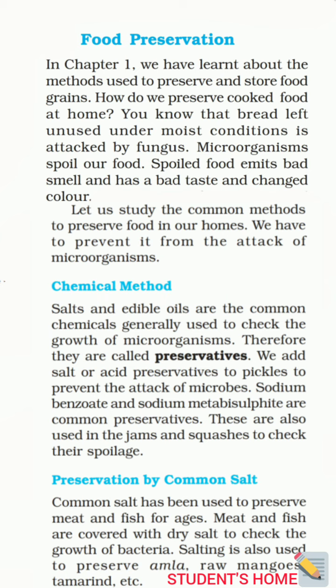Preservation by common salt is the second method. Common salt has been used to preserve meat and fish for ages. Meat and fish are covered with dry salt to check the growth of bacteria. Salting is also used to preserve amla, raw mangoes, tamarind, etc.